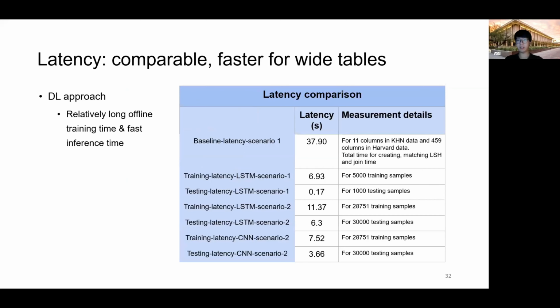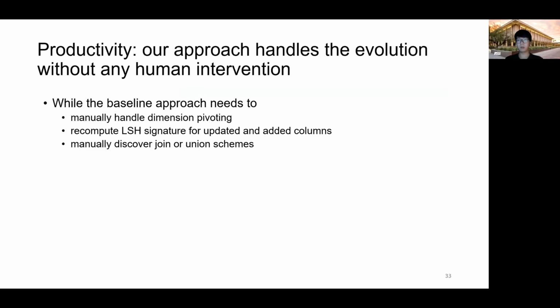Also, we surprisingly find that the proposed deep learning approach can achieve comparable latency with the baseline approach and performs even better for wide tables. Most importantly, our proposed approach can provide better productivity as no human intervention is required to handle data evolutions. In contrast, the baseline approach needs manual effort to handle dimension pivoting and to discover the join or union schemes, which interrupts the automatic data integration pipeline from time to time.